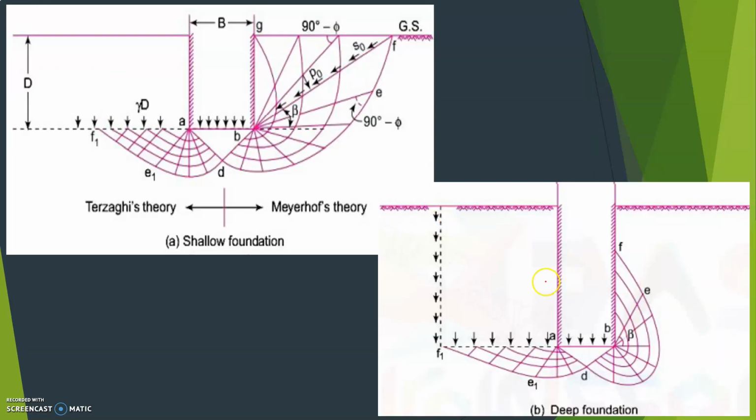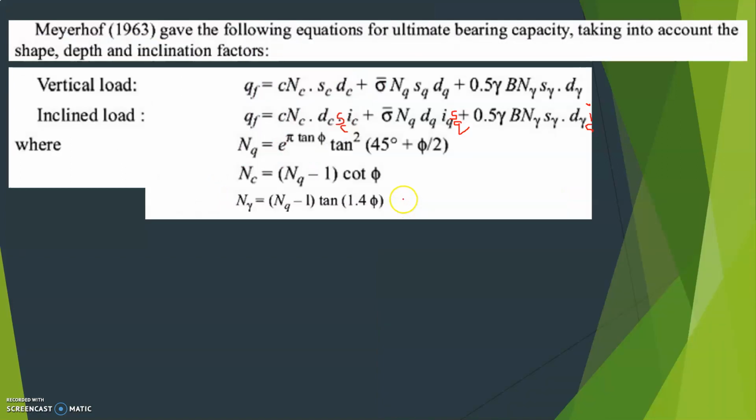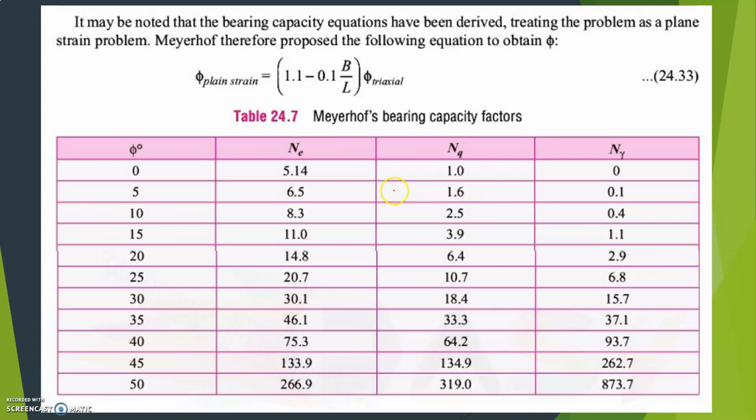Okay, this is about Meyerhof's theory. He derived the equation for both deep foundations as well as shallow foundations. I hope all of you understood. Just go through this again and again, you will understand.